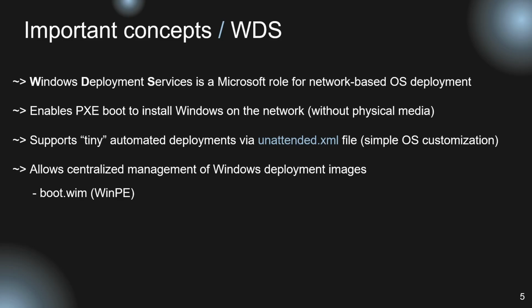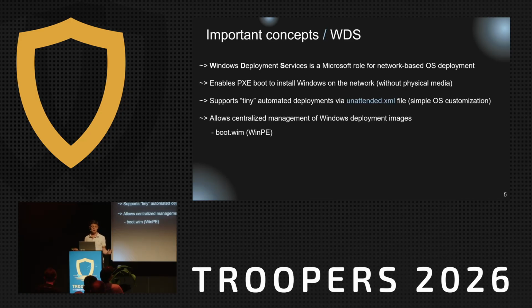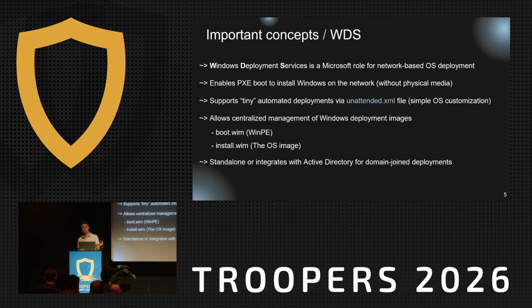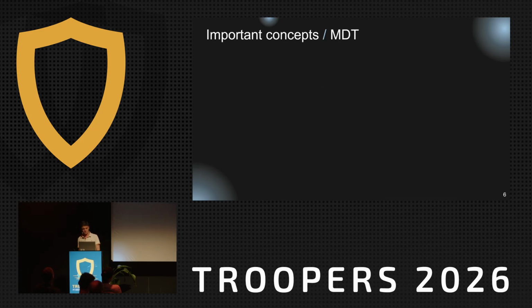Basically, you have two images in WDS: the boot.wim, called the WinPE image, Windows Preinstallation Environment, and the install.wim, so it's the OS image that contains all of the files. You have two possibilities to configure this role: standalone, just to deploy Windows workstations in a workgroup, or you have the possibility to integrate it with the Active Directory for domain-joined deployment.